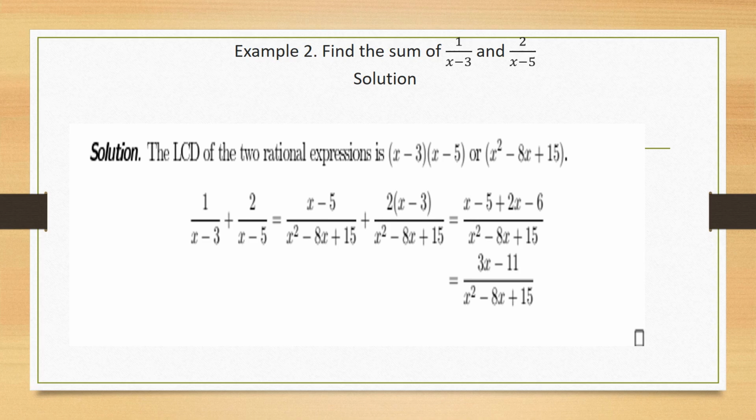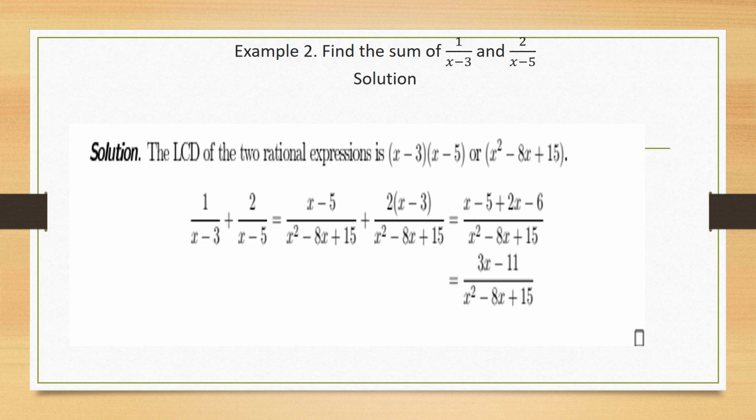So x minus 5 times 1, just cross multiply. x minus 5 times 1 is equal to x minus 5. Copy the denominator, which is x squared minus 8x plus 15. Then next is 2 times x minus 3 over the denominator, which is x squared minus 8x plus 15. So it is equal to, copy x minus 5, multiply. 2 times x is equal to 2x. 2 times negative 3 is equal to negative 6 over x squared minus 8x plus 15.